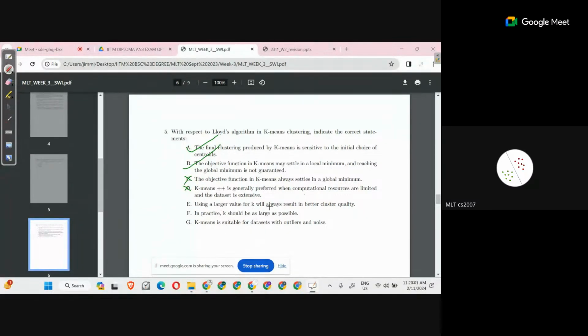Using a larger value for K will always result in better cluster quality. Is it true? No, sir, because we have to take the turbo point, the elbow, and that will be the best. Obviously, once you increase the K value, the objective function decreases. But it is not always true that if you increase the K value you will get the best cluster quality. In practice, K should be as large as possible is false.